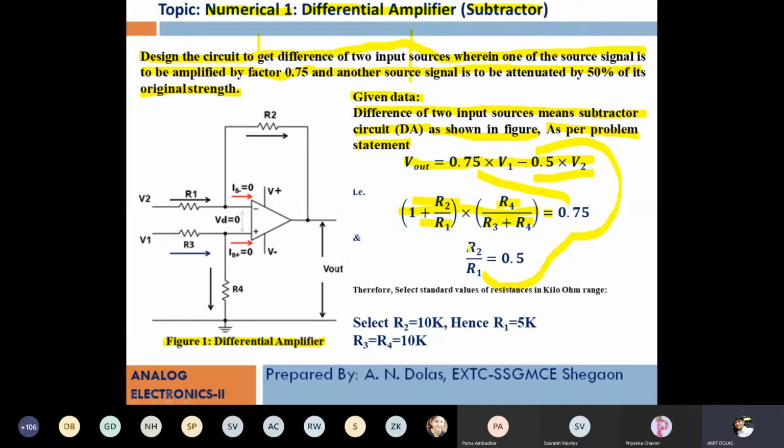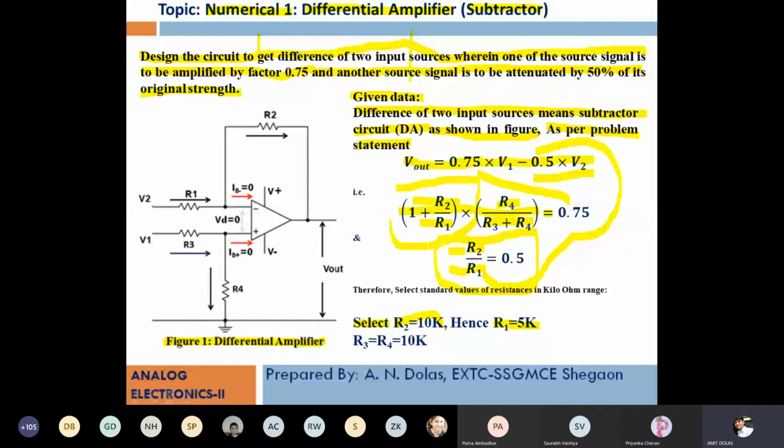So looking at the equation, you have to choose proper values of the resistances, standard values of the resistances. I have selected R2 equal to 10K and hence R1 equal to 5K. If you put R2 as 10K and R1 as 5K, then 10K divided by 5K will be 0.5. So one part of the equation is solved with this. Okay, let's come here. What will be the ratio? It is 1 plus R2 by R1. R2 by R1 is already 0.5, plus 1, it will be 1.5.